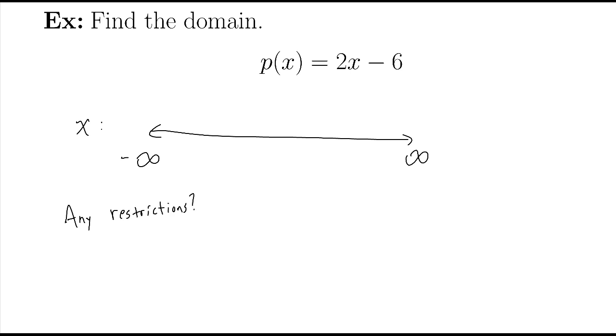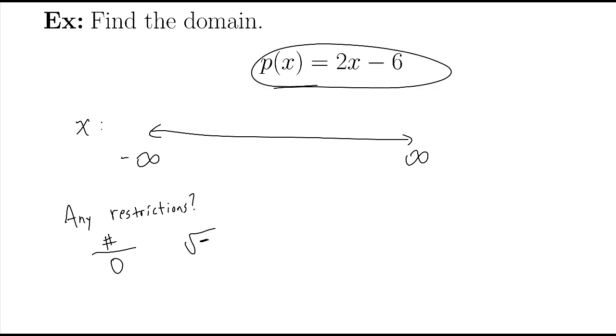And again, by restrictions, I mean I don't want to have 0 in the bottom of a fraction. That's a big no-no, right? And I don't want to have a negative under a square root. So that's what I'm looking for. I'm looking at this for fractions where I could potentially get 0 in the bottom, or square roots. I don't have any of that going on here, so I have no restrictions.